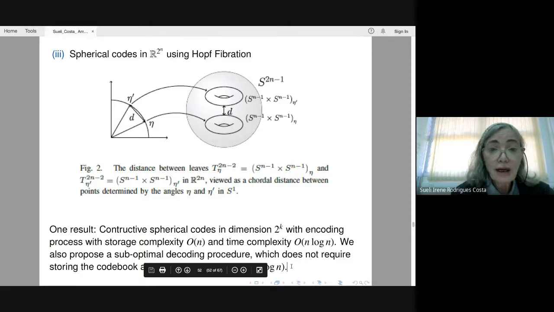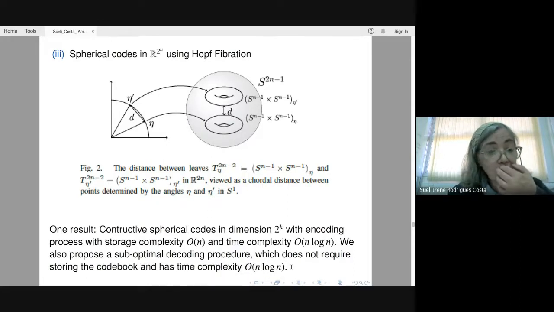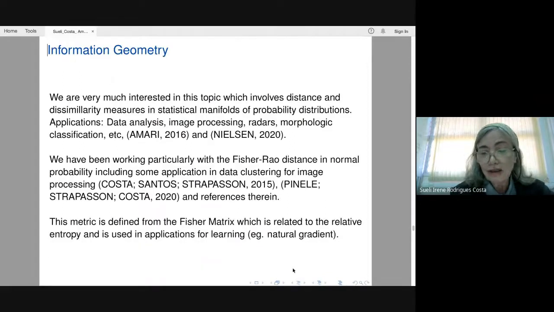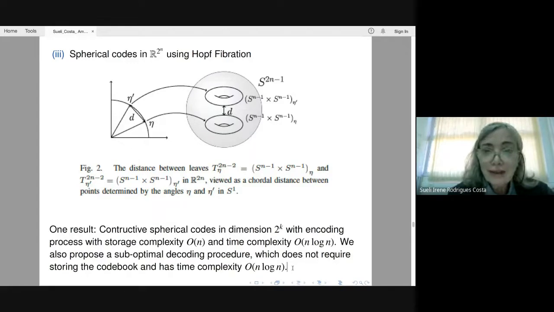So we also propose a suboptimal decoding procedure, which does not require storing the codebook and has a complexity of order n log n, right? Again, they are not very dense, but denser than, of course, commutative group codes. But they are really constructive and have good properties for encoding and decoding, right? So that's the idea. Okay, let's see.